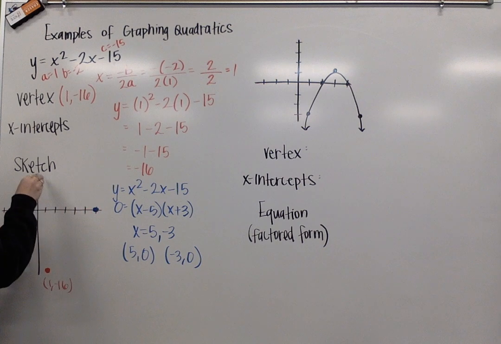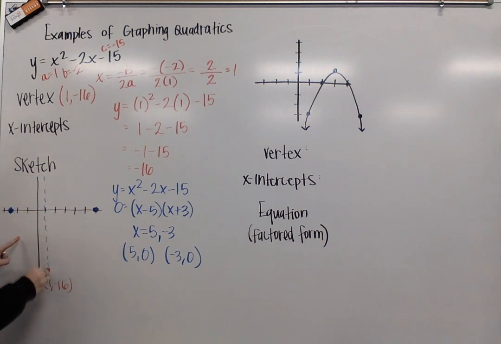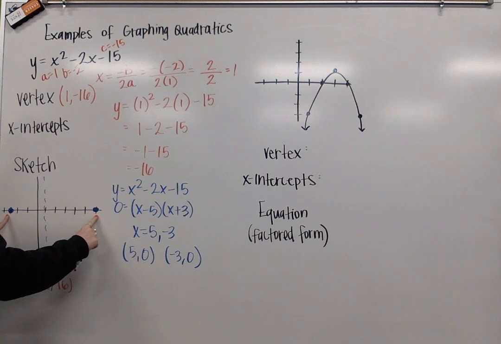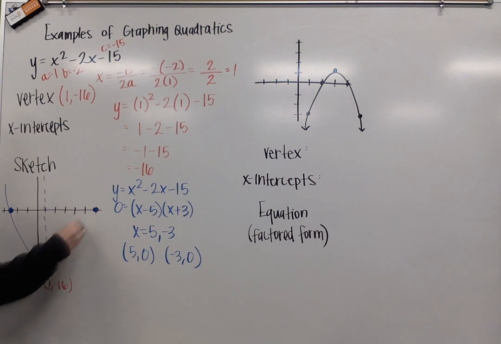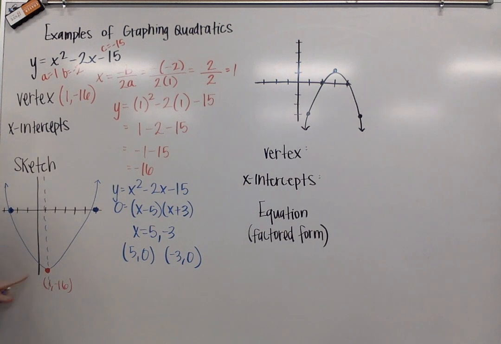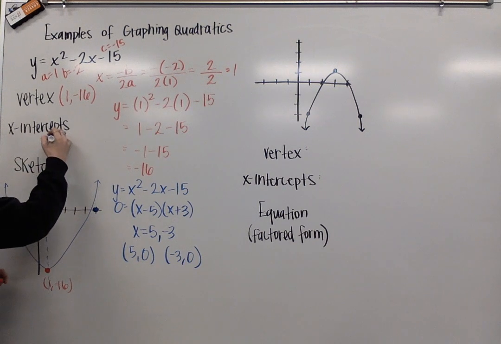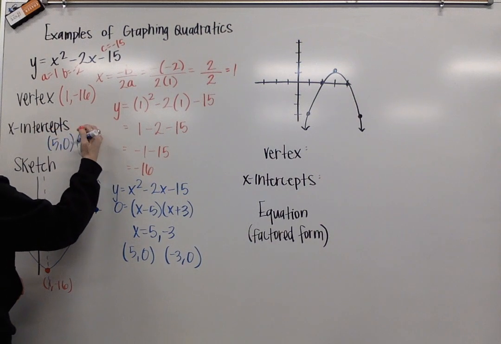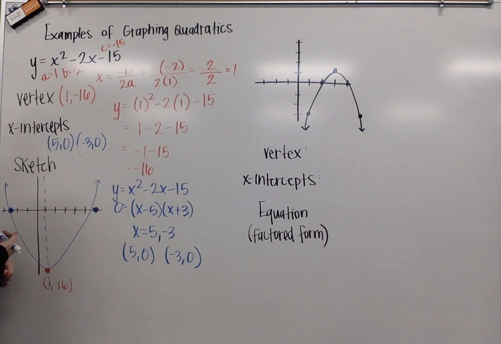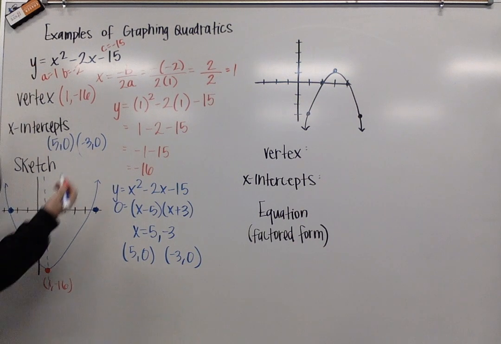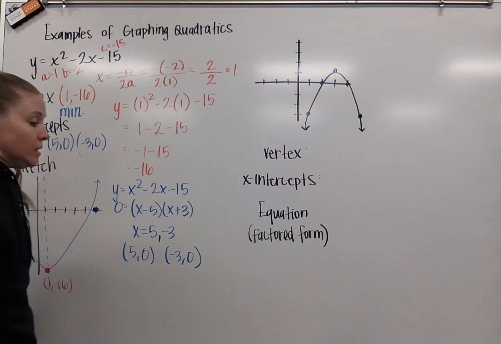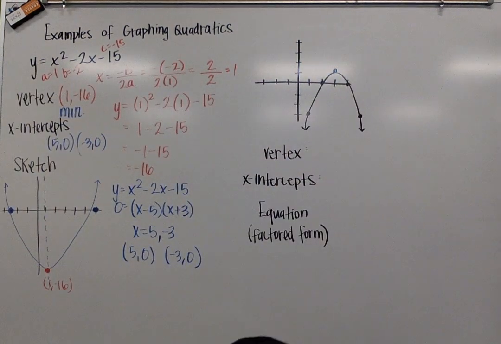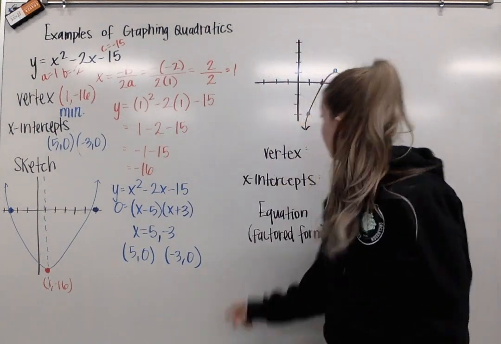I'm just making sure these are mirrored across that line of symmetry. Okay, and so here's a nice little sketch of my quadratic. Again, my x-intercepts are 5, 0, and negative 3, 0. My vertex, because a is positive, is a minimum.